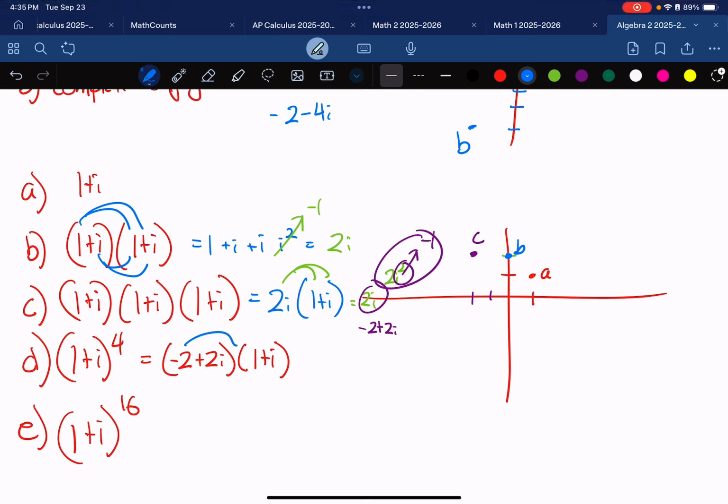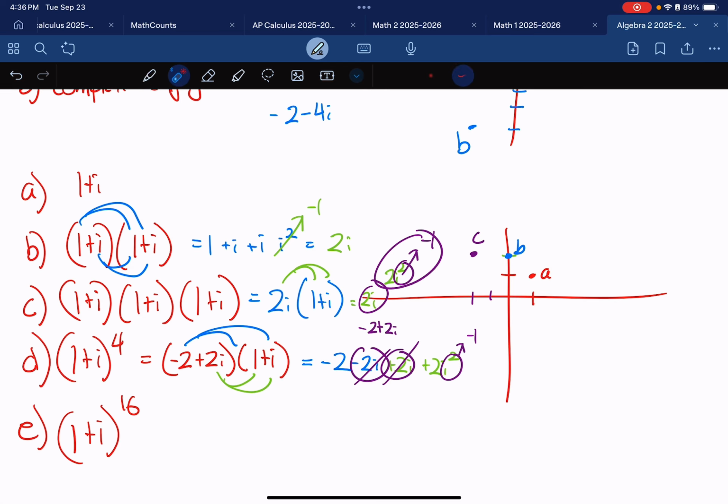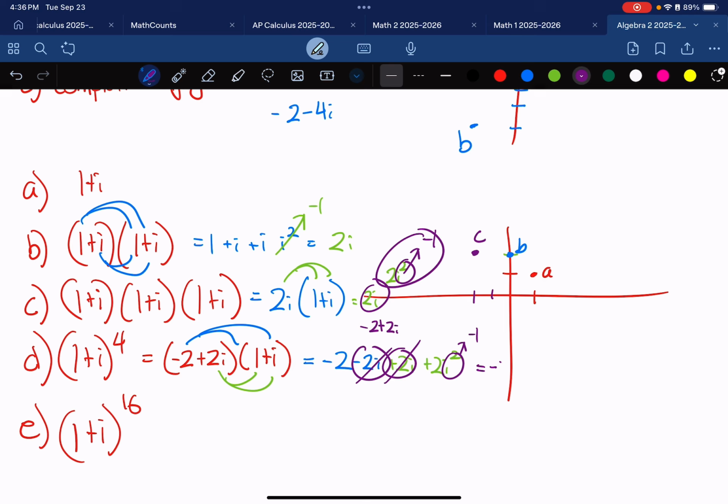Negative 2 times 1 is negative 2. Negative 2 times i is negative 2i. And then I do 2i times 1, which is a positive 2i. And then 2i times i is a 2i squared. And oh, look at this. A negative 2i and a positive 2i cancel each other out. They're opposites of one another. And this i squared turns into a negative 1. So I have a total of a negative 2 with another negative 2, and I get a negative 4. I come 1, 2, 3, 4 to the left, and I make a point. This point is point D. That concludes the homework assignment.